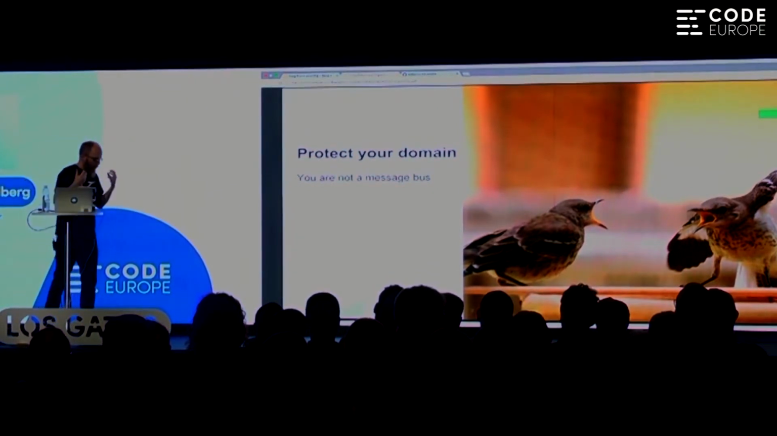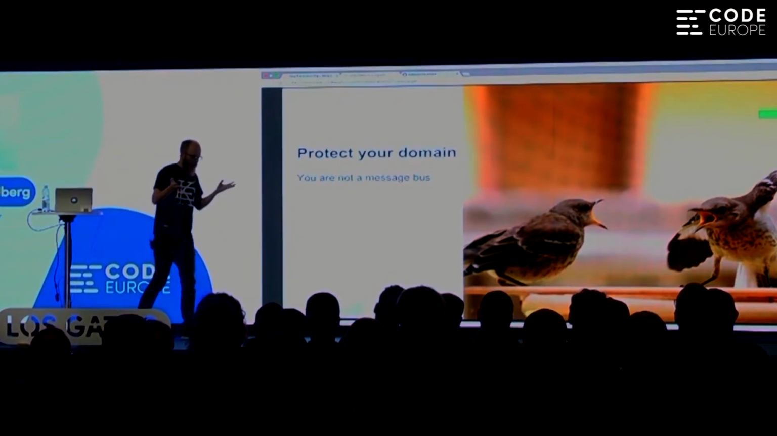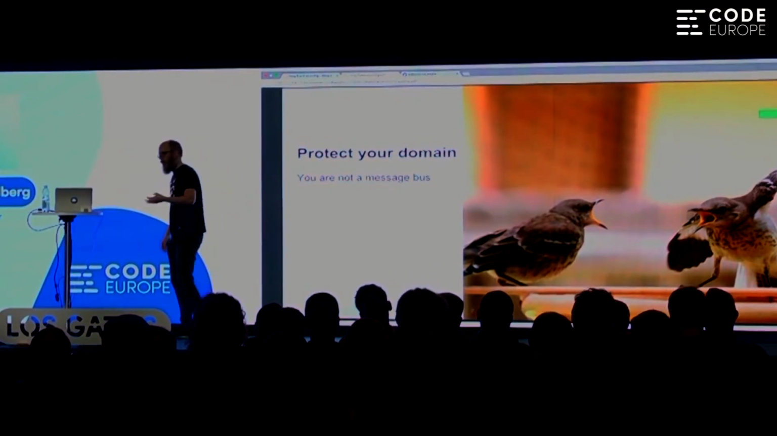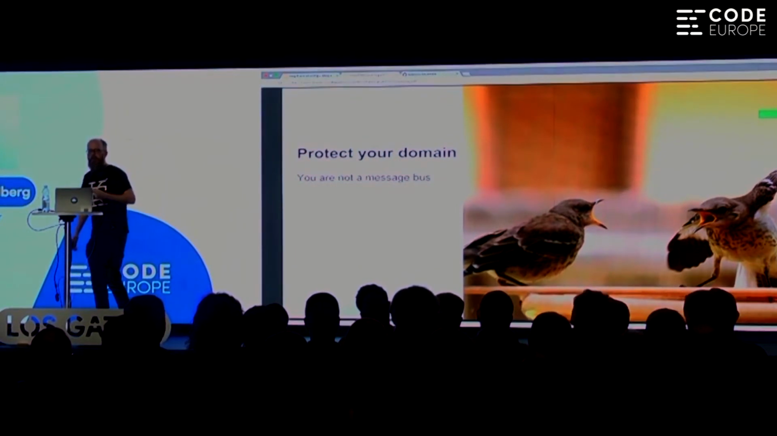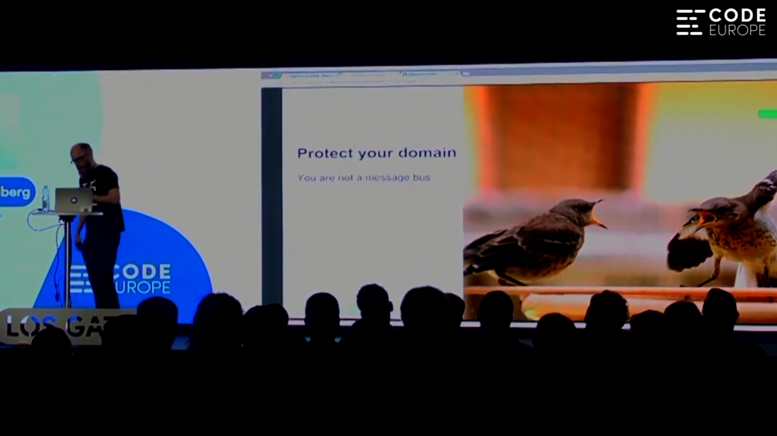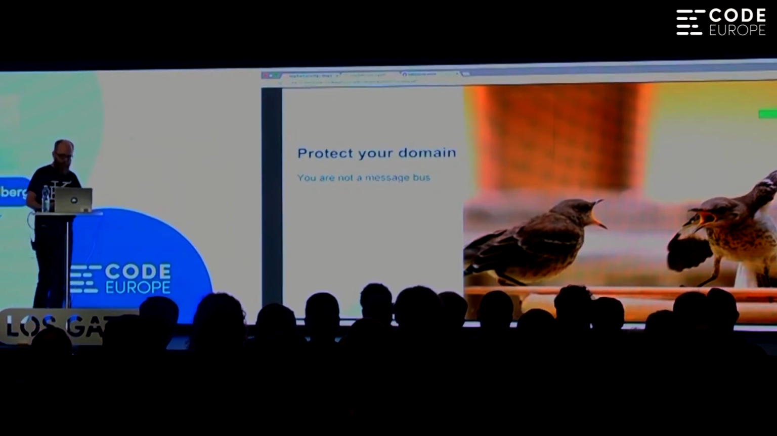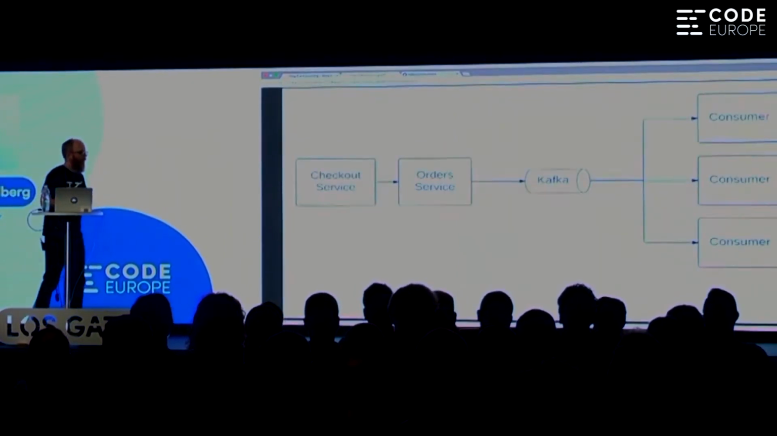So you're now submitting messages and people are listening to them. Then they can get a weird sense that you're a message bus and they can send messages through you. And that's not really true, but let's have a look at an example.